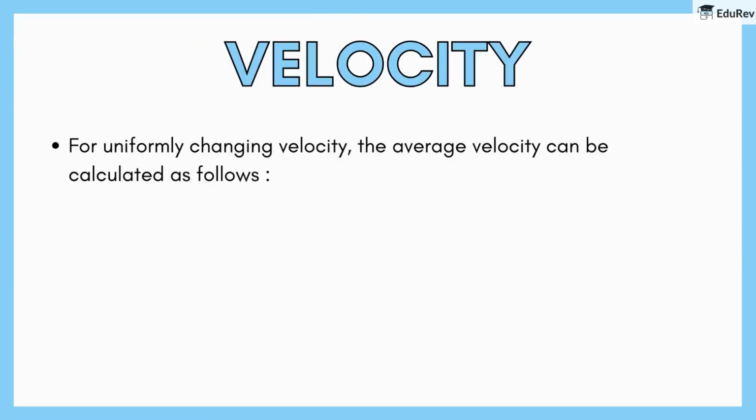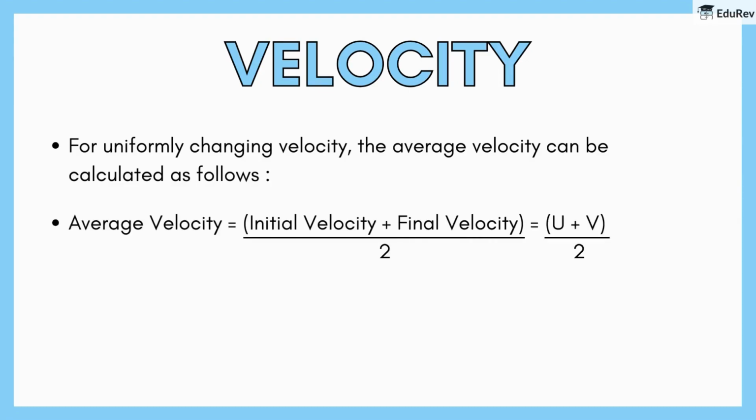For uniformly changing velocity, the average velocity can be calculated as the sum of the initial velocity and final velocity divided by 2. That is, average velocity is equal to u plus v upon 2. Here u is the initial velocity and v is the final velocity.